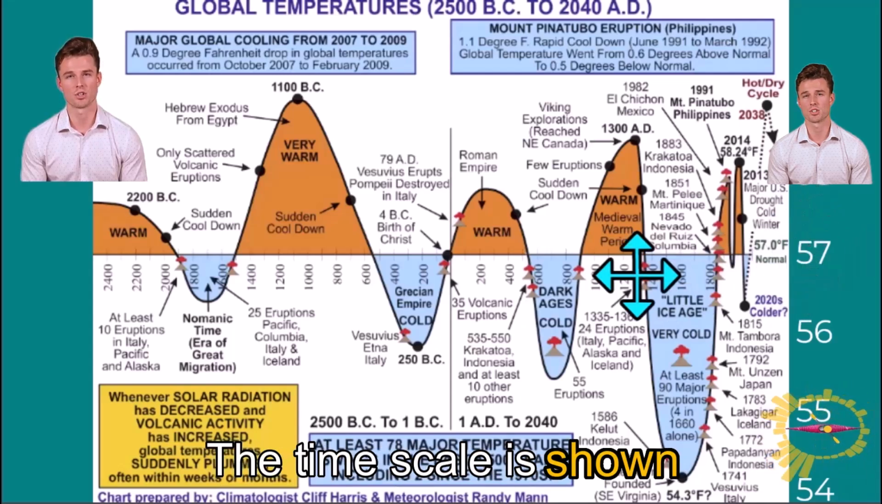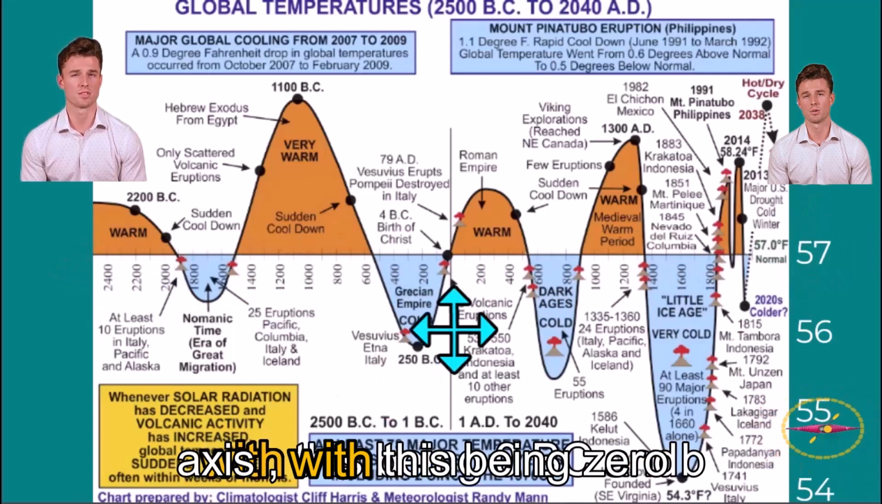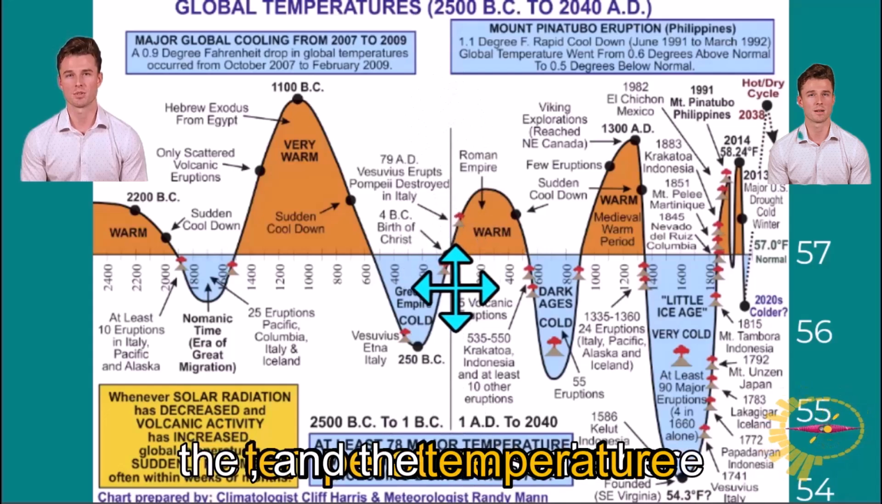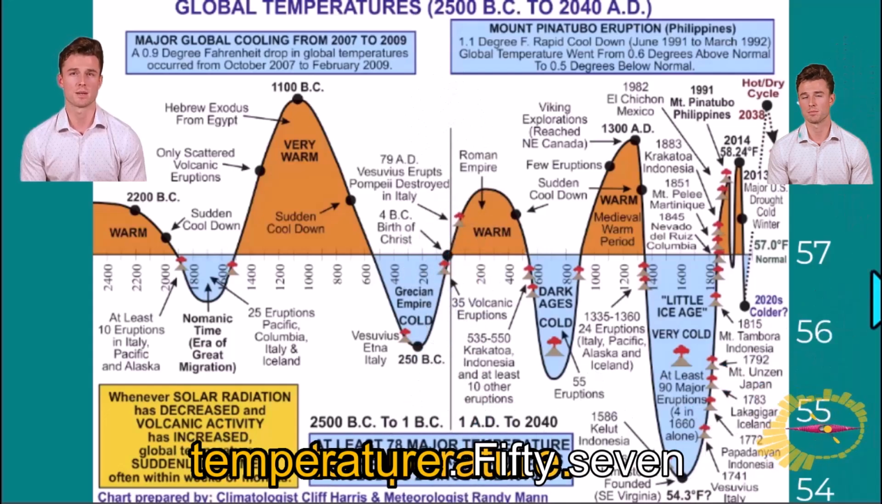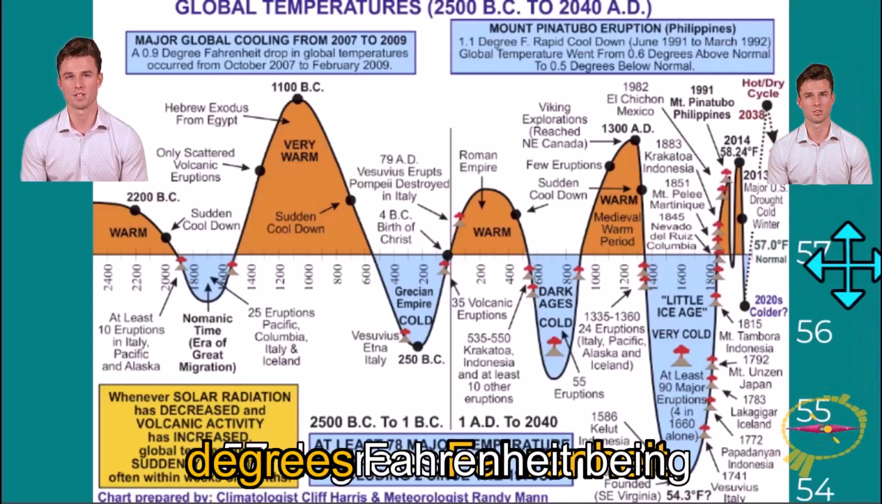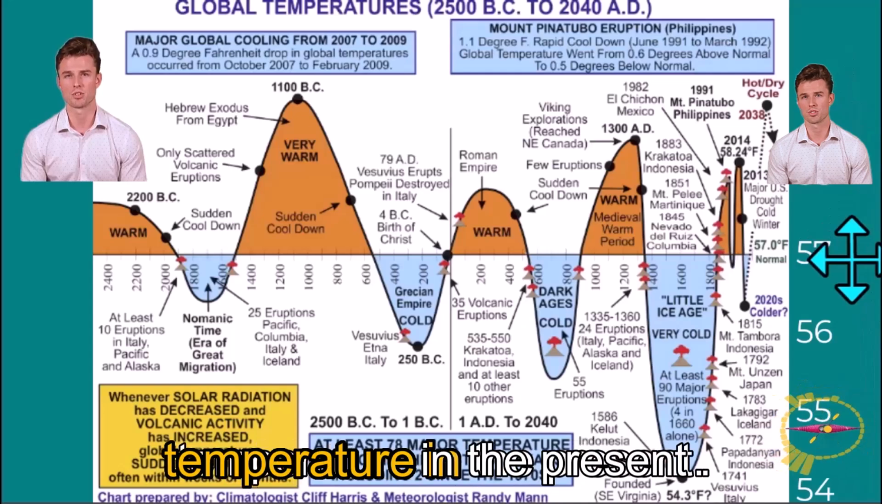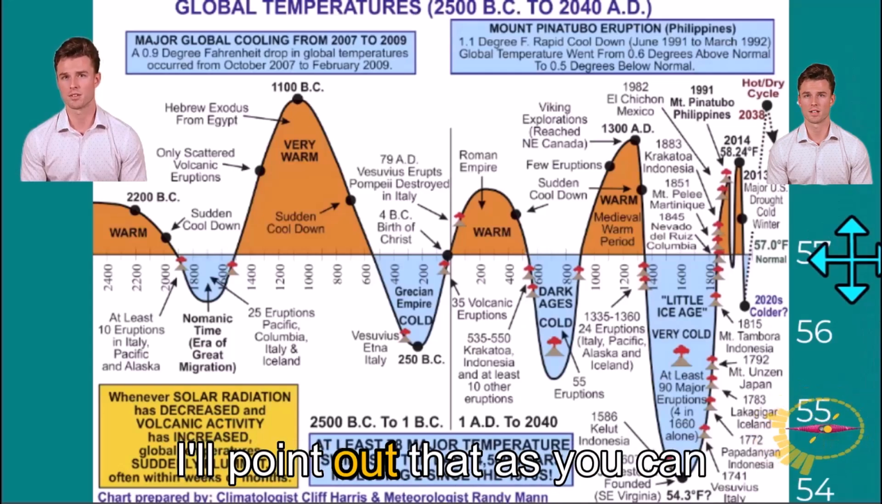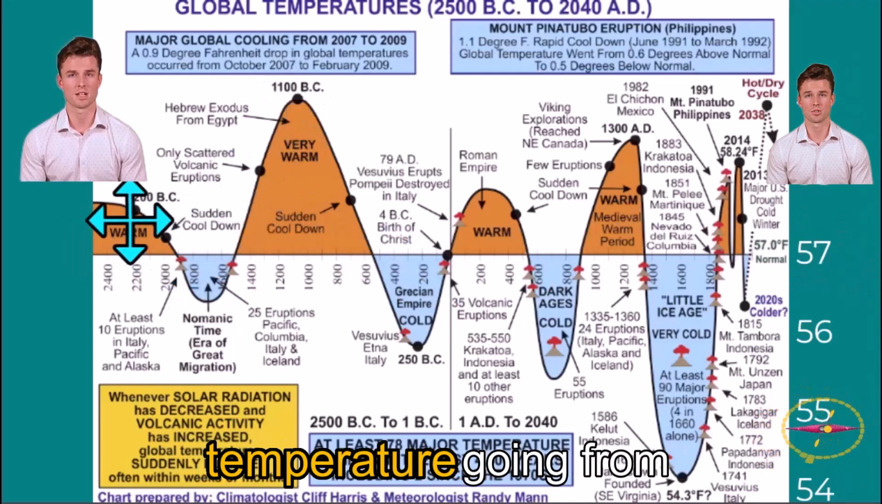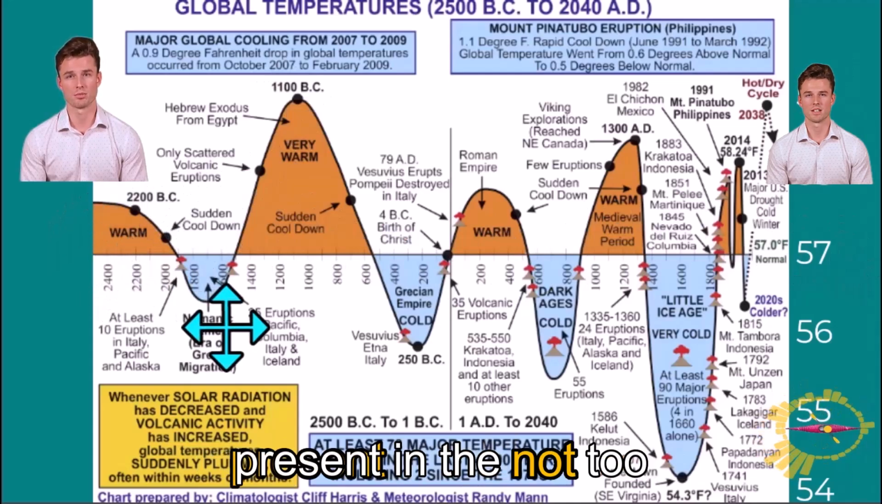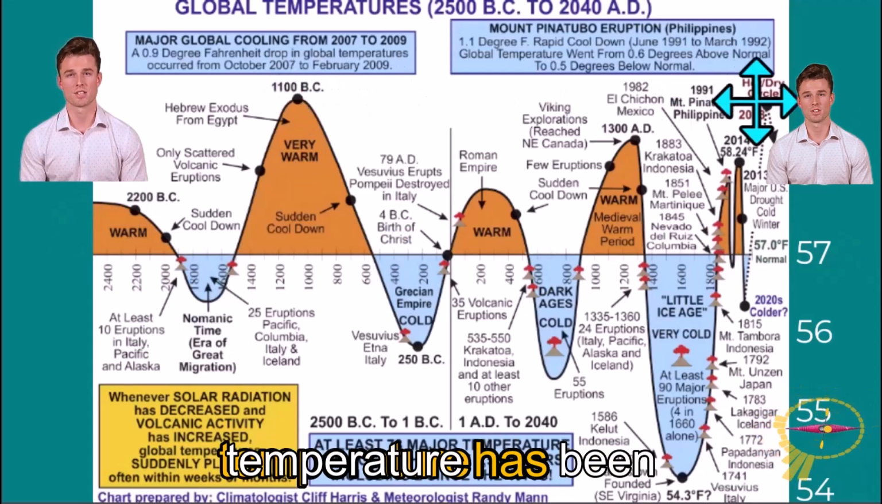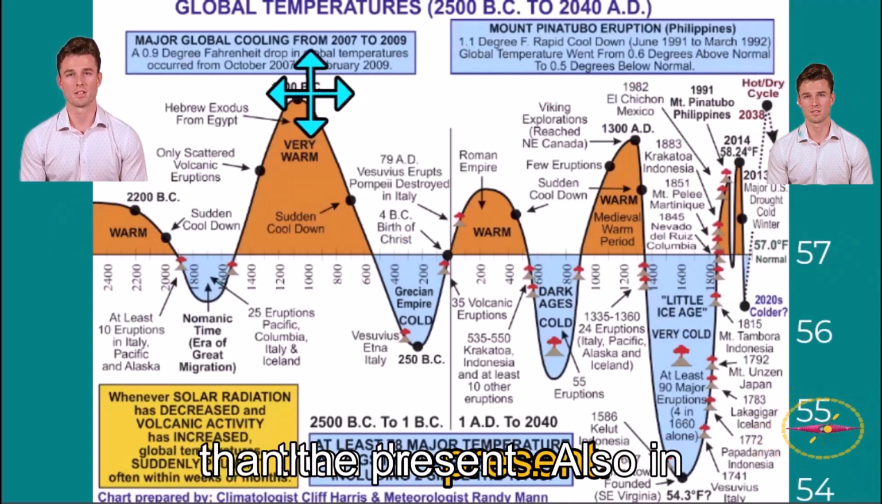The time scale is shown here on this horizontal axis, with this being 0 BC, and the temperature scale here shows the average Earth temperature, 57 degrees Fahrenheit being the average Earth temperature in the present. I'll point out that as you can see from excursions in temperature going from warmer to colder than present in the not too distant past, Earth's temperature has been several degrees warmer than the present.